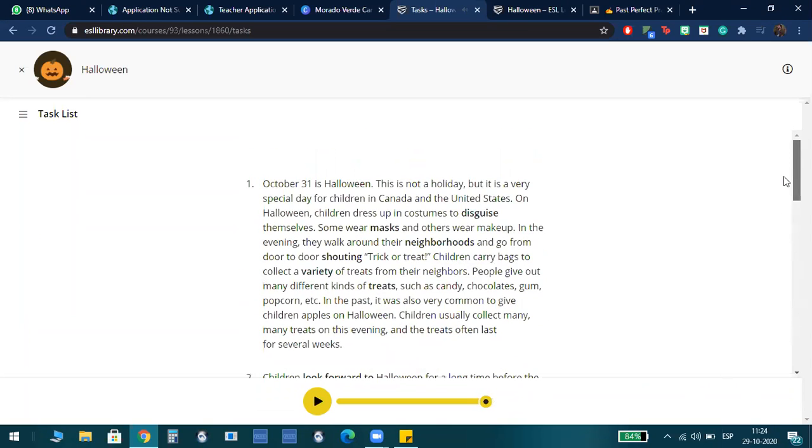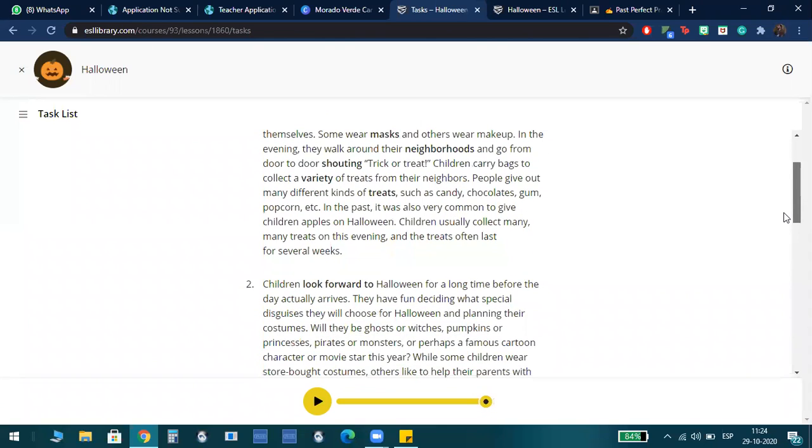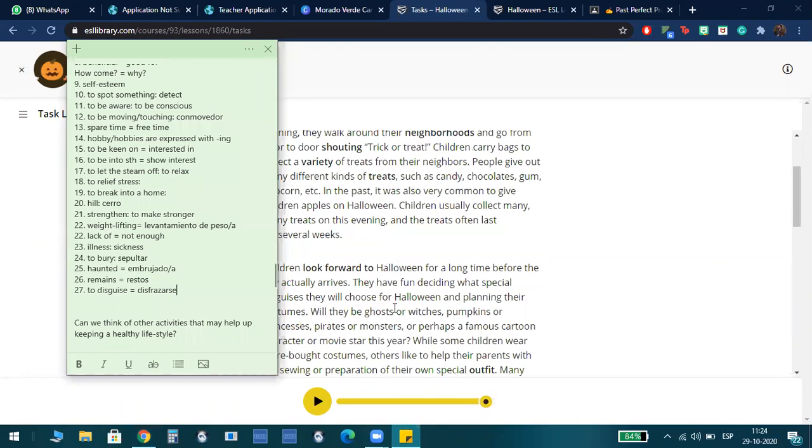Better to be safe than sorry. I agree. Okay, so we have some words here. Treats. What are the treats?